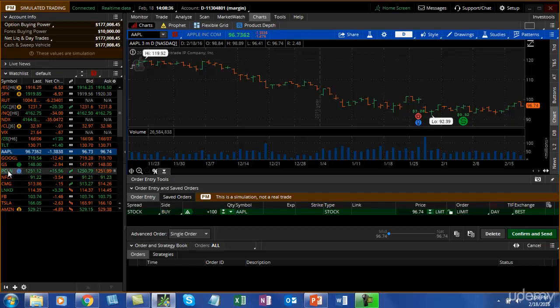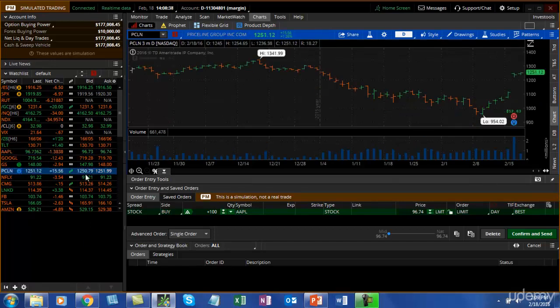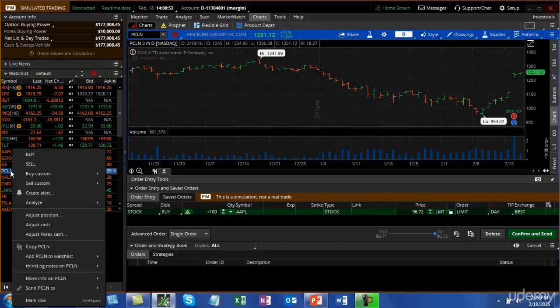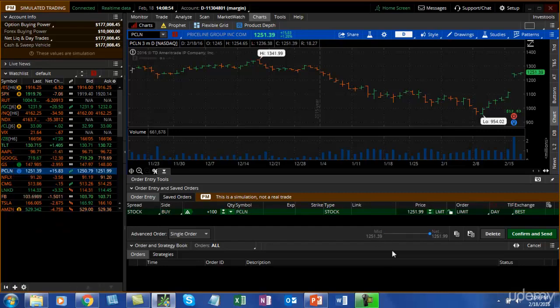Here, Priceline is a good example. If you look at Priceline, the bid price is 1250.79 and the ask price is 1251.99. So now if you wanted to buy Priceline, you would have to make sure that you try to get in the middle, because you're going to pay almost $1.2 more if you go with the natural price. And so rather than that, you can put your order at the mid price.